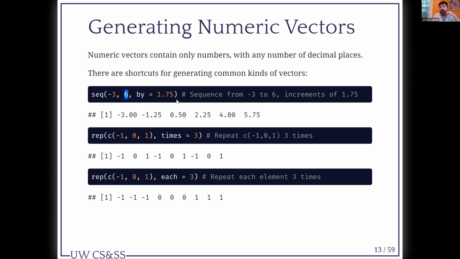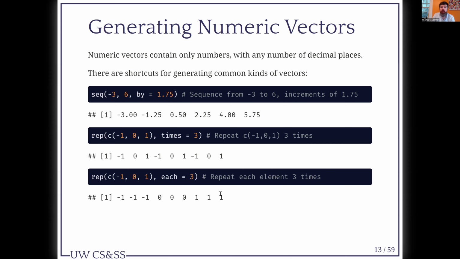So you can generate sequences with arbitrary spacing this way. Another thing you might want to do is take a single vector like -1, 0, 1 and repeat it multiple times. I could say repeat this vector 3 times and I get -1, 0, 1, -1, 0, 1, -1, 0, 1. It just repeats this thing over and over again. An alternate argument to times in repeat would be to take the same vector and say each 3 times. Then it would repeat the first element 3 times, the second element 3 times, and the third element 3 times. These are convenience functions to generate numeric vectors, should you need them for some purpose.